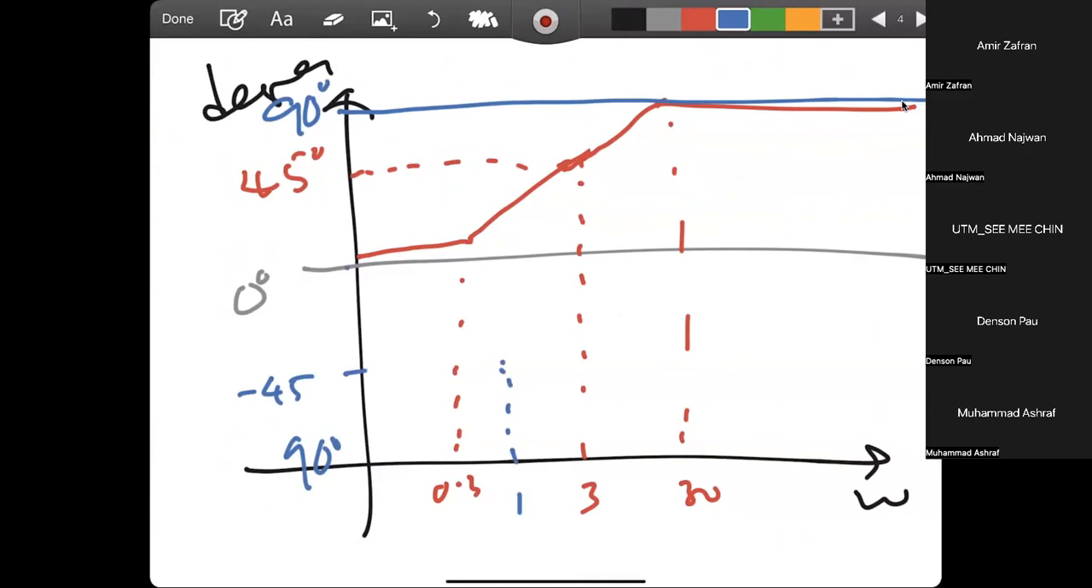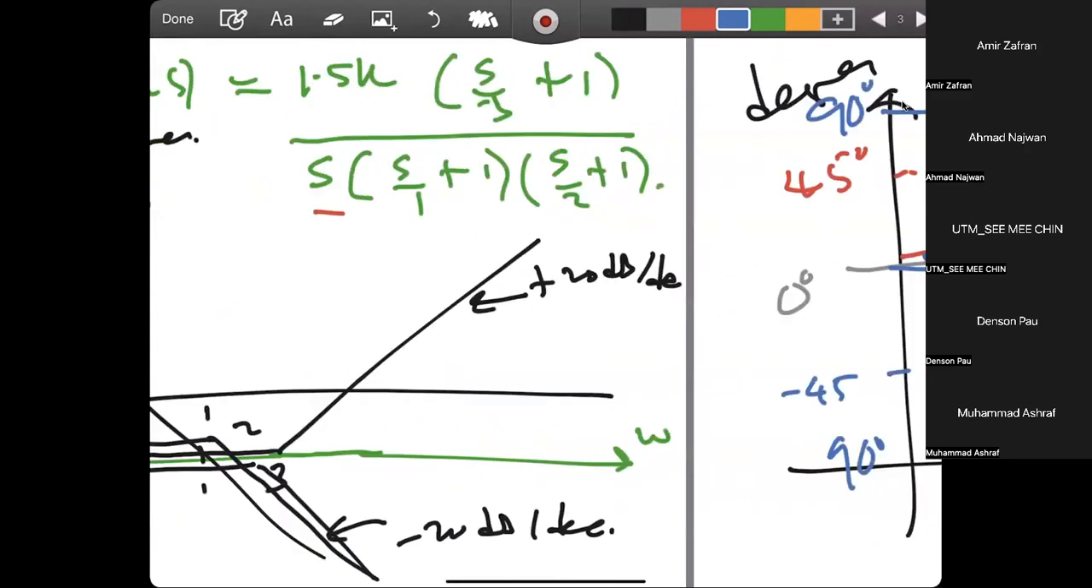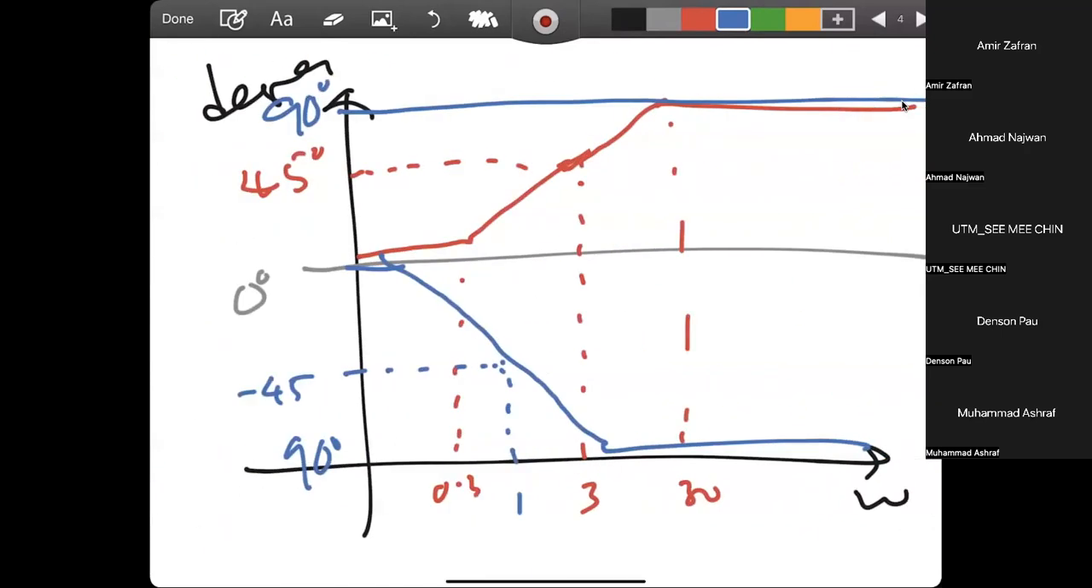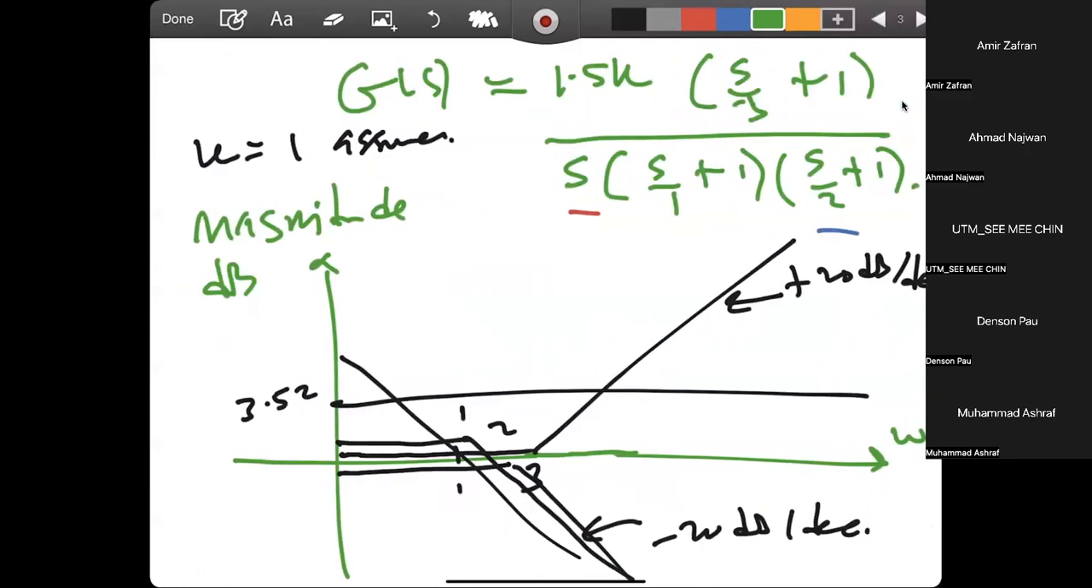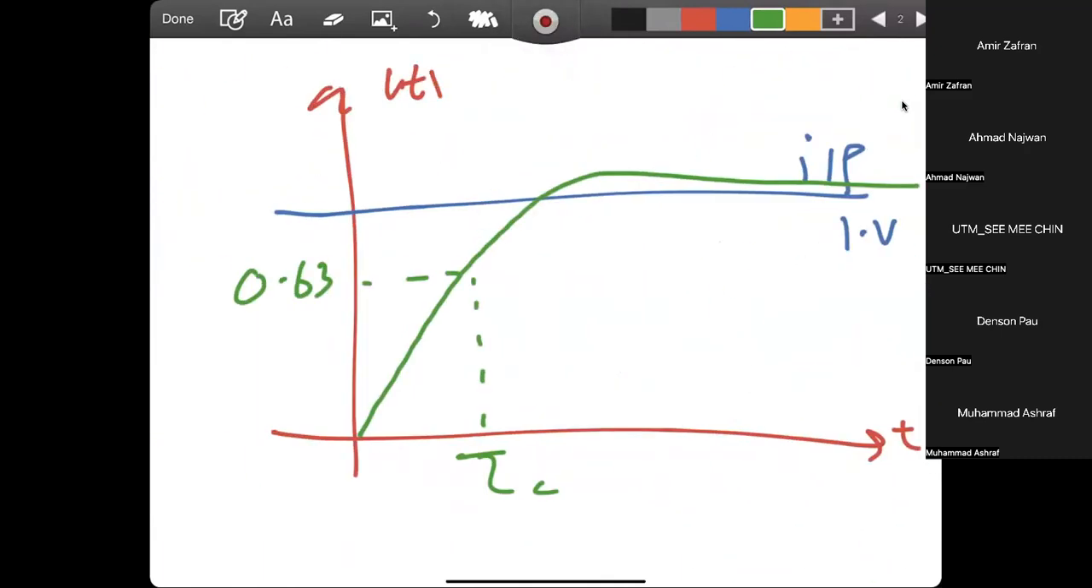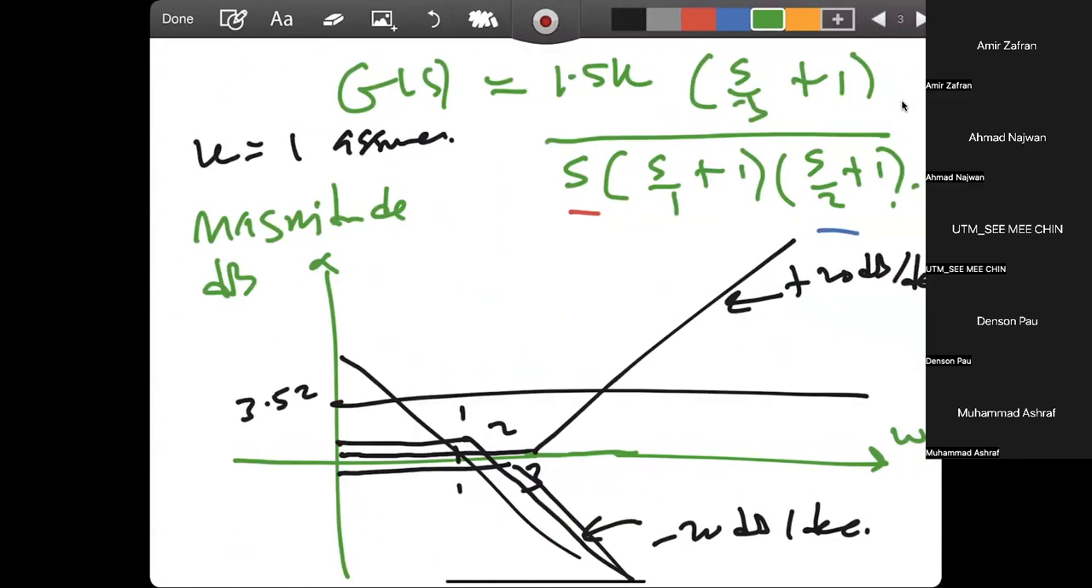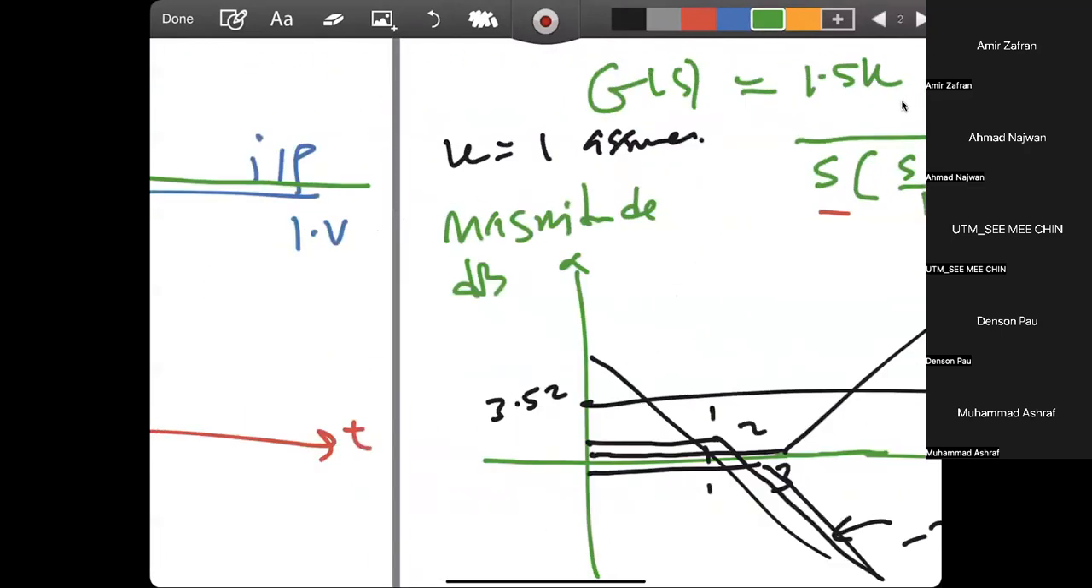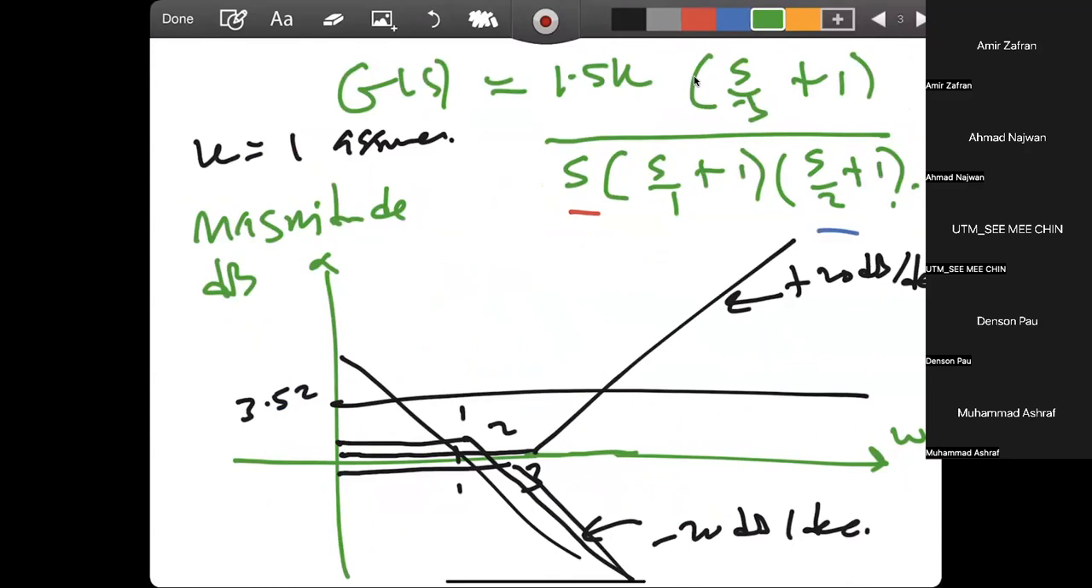So it is like this, goes down, goes down. That is for 1. And the second one is (s plus 2), so 2 is here. It goes down, goes down. That is for the second one. Or you just go to MATLAB.